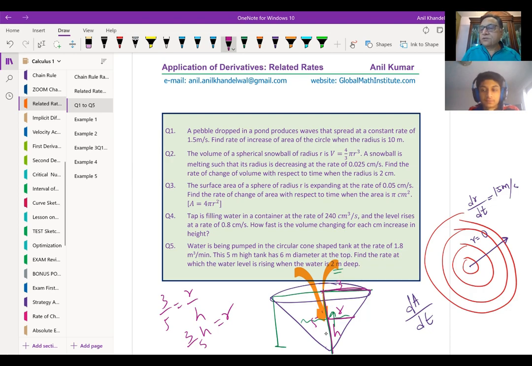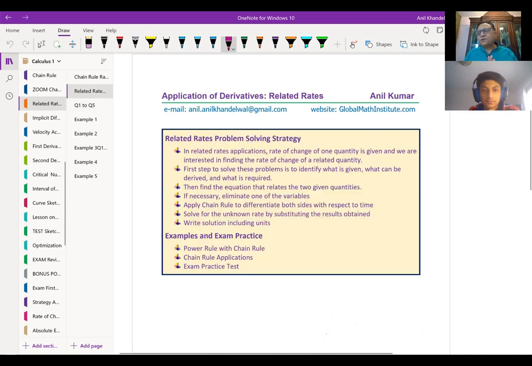The beauty of these questions is basically to understand what is really required. Let's go back to our strategy once again before we get into the solution. Can you please read this again now? Yes, sir. In related rates applications, the rate of change of one quantity is given, and we are interested in finding the rate of change of a related quantity. The first step to solve these problems is to identify what is given, what can be derived, and what is required. Then we find the equation that relates the two given quantities.